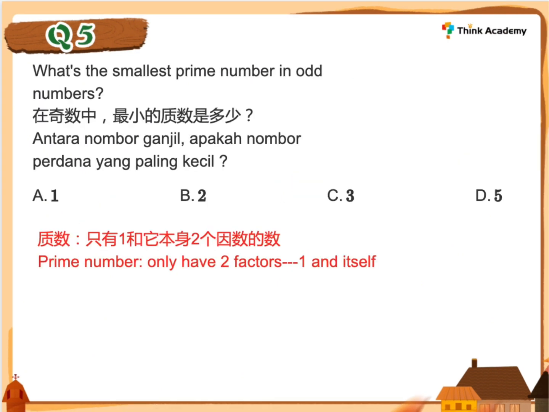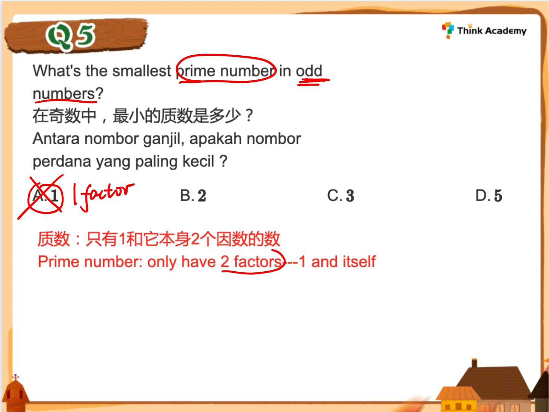Okay, let's continue. Question 5: what's the smallest prime number among all the odd numbers? First, you need to know what a prime number is. A prime number is a number that only has two factors, 1 and itself. And odd numbers are numbers that cannot be divided by 2 with no remainder. So somebody will choose A, but A is wrong. Think about it. 1 is an odd number, but 1 only has one factor, right? But a prime number has two factors. So 1 is wrong. So the smallest one will be 3.